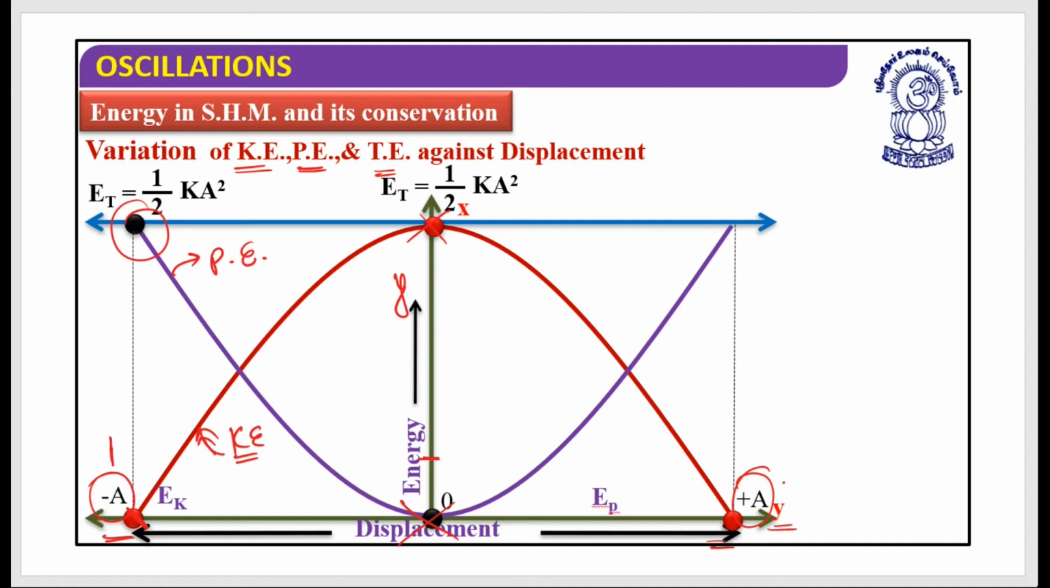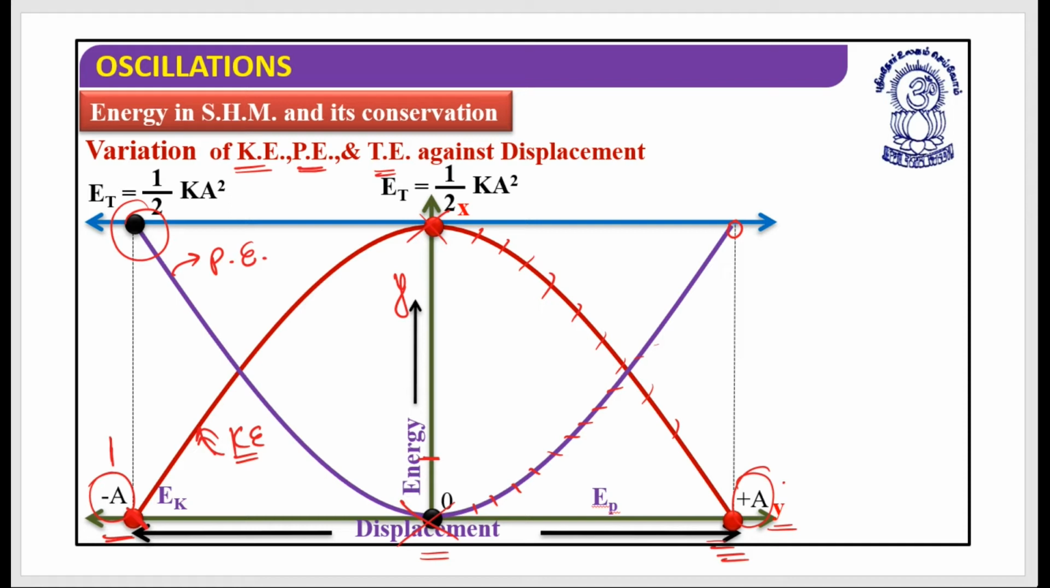And again as you move from the mean position to the extreme position, your kinetic energy keeps on decreasing like this, and your potential energy keeps on increasing like this. And at the extreme position again, potential energy will be the maximum, while the kinetic energy will be the minimum. I hope this is clear. Do you have any doubts?